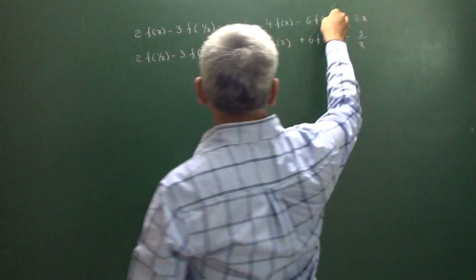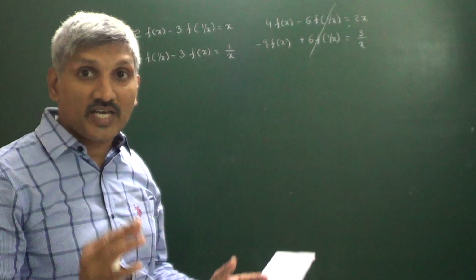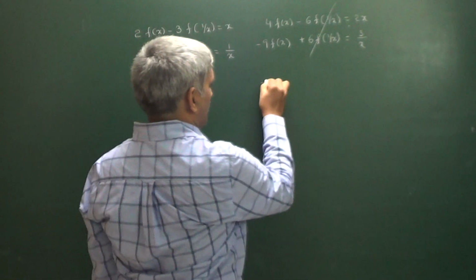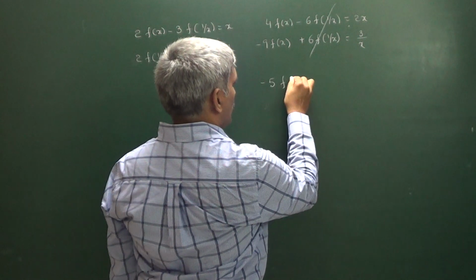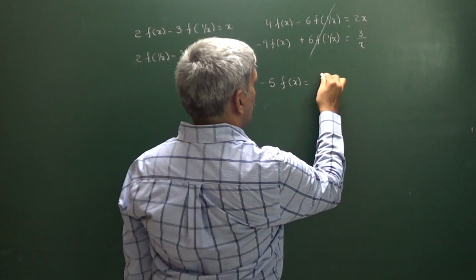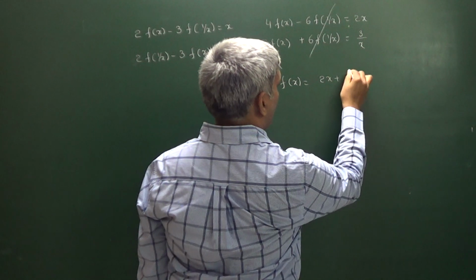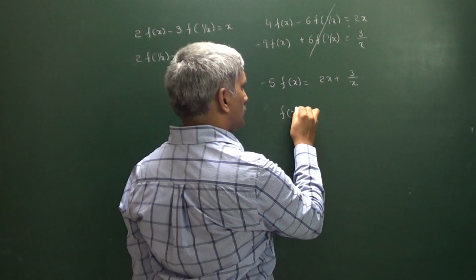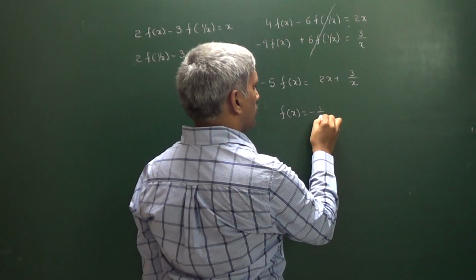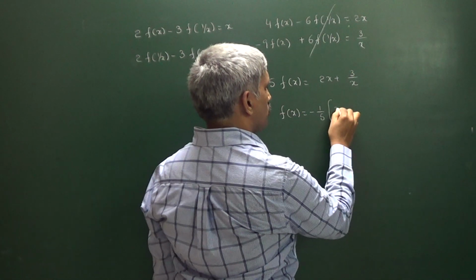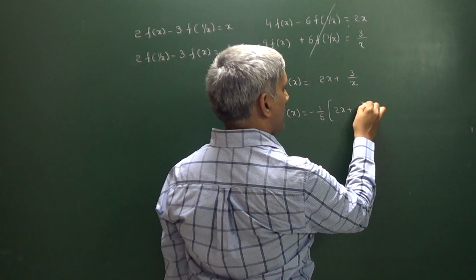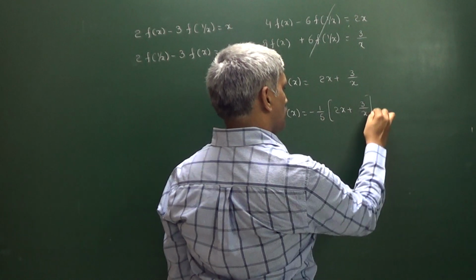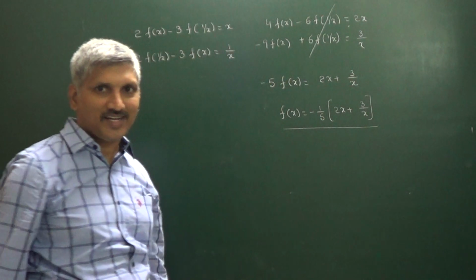Now on adding these two, f of 1 by x is eliminated. So we are getting minus 5 times f of x is equal to 2x plus 3 by x. So from this I can write f of x is equal to minus 1 by 5 into 2x plus 3 by x. So that is the function we got, right?